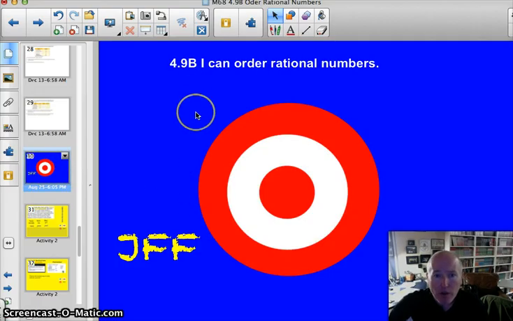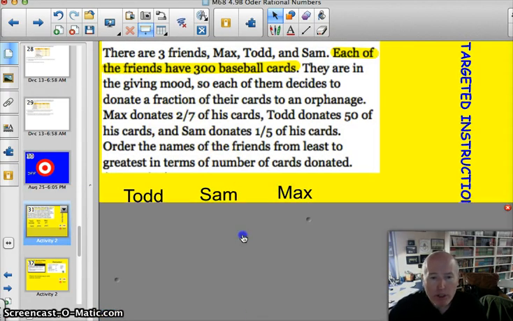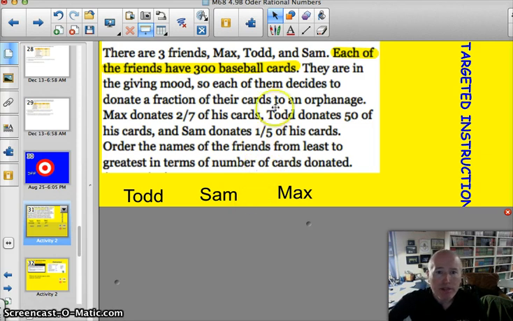Tonight, our target officially is 4.9b. I can order rational numbers. Let's do this thing. Here's a long word problem we'll start off with. There are three friends, Max, Todd, and Sam. Each of the friends has 300 baseball cards in their collection. They're in the giving mood, so each of them decides to donate a fraction of their cards to an orphanage. Max donates 2/7 of his cards, Todd donates 50 of his cards, and Sam donates 1/5 of his cards. Order the names of the friends from least to greatest in terms of the number of cards donated.